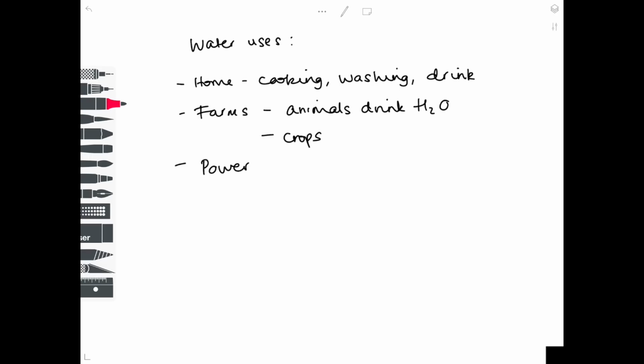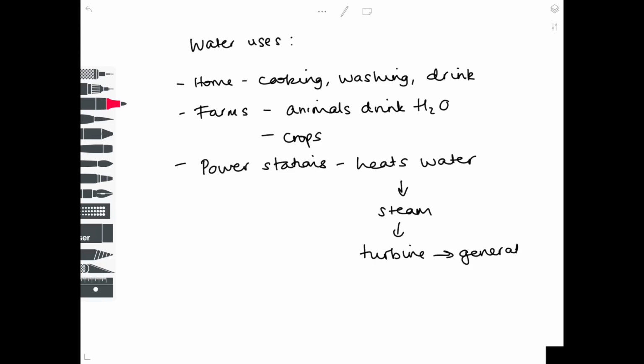Water is found in power stations, because remember, a fossil fuel power station works by burning the fuel, so it heats water, so that's where the water comes in, to produce steam, which turns the turbine, which turns the generator, which produces electricity. And then just generally within industry, for washing chemicals, cooling tanks, and a general solvent that you can dissolve a solute in.